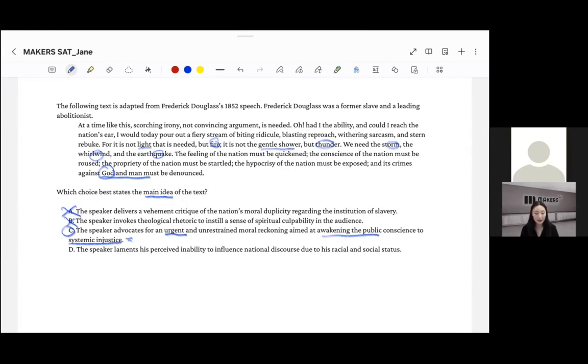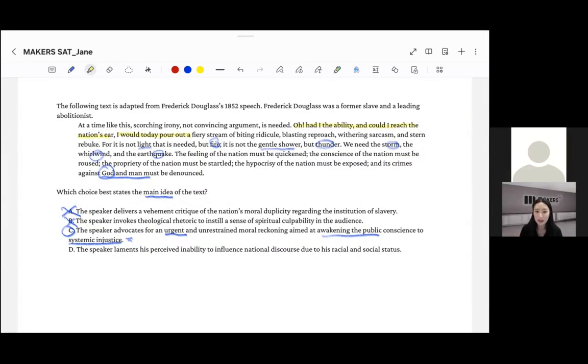Now let's take a look at D. The speaker laments his perceived inability to influence national discourse due to his racial and social status. So D is saying that he is lamenting his inability to influence. So yes, over here, "oh, had I the ability and could I reach the nation's ear, I would today pour," blah, blah, blah. This does seem like he is kind of lamenting how he doesn't have the ability to reach the ear, but that isn't the main focus over here.